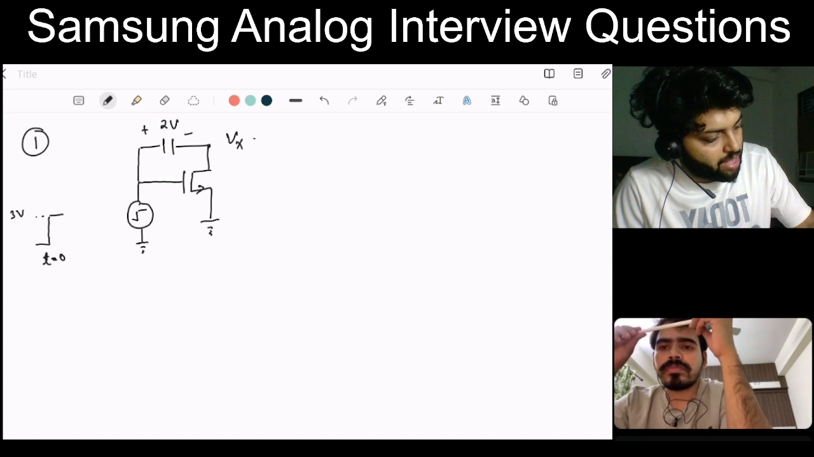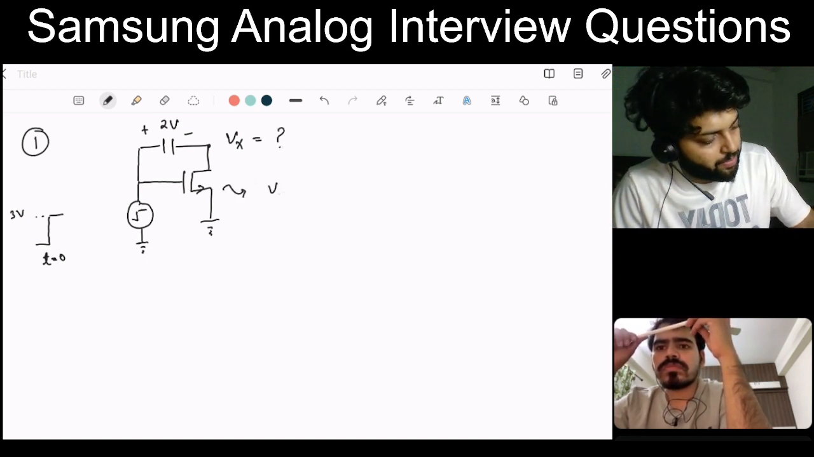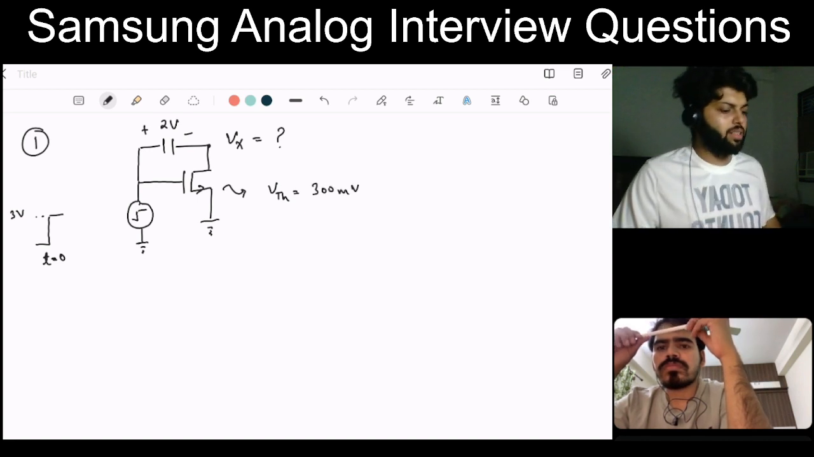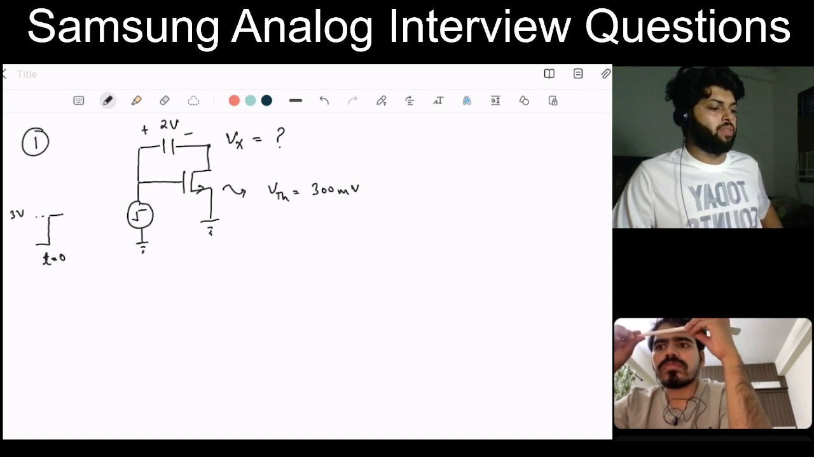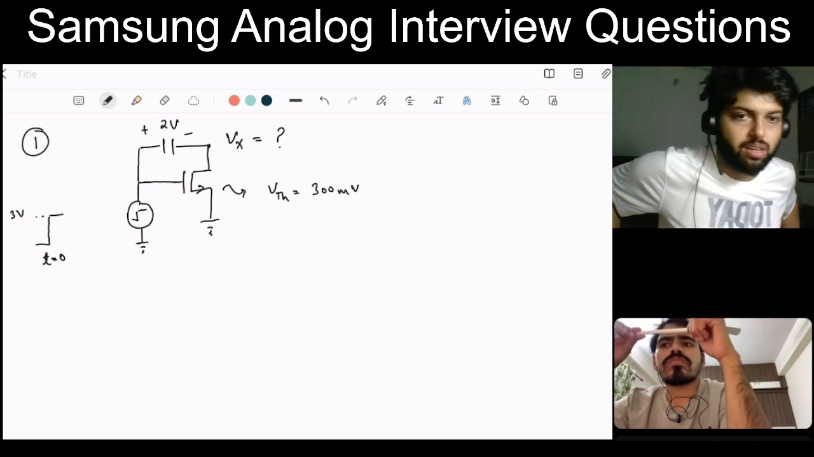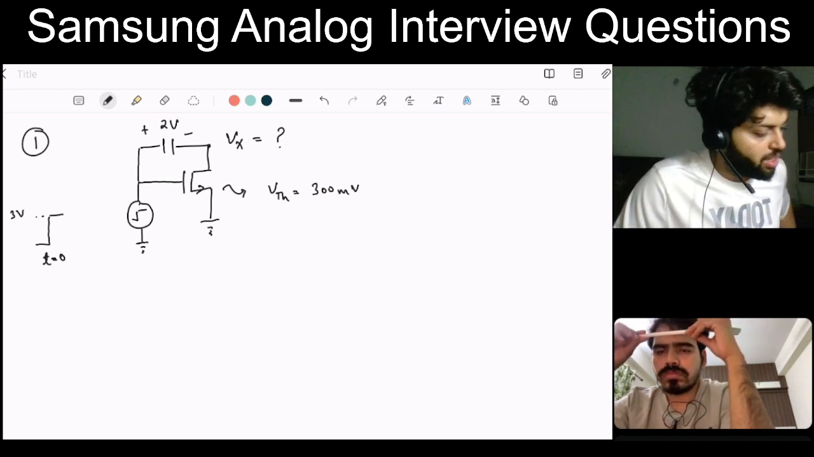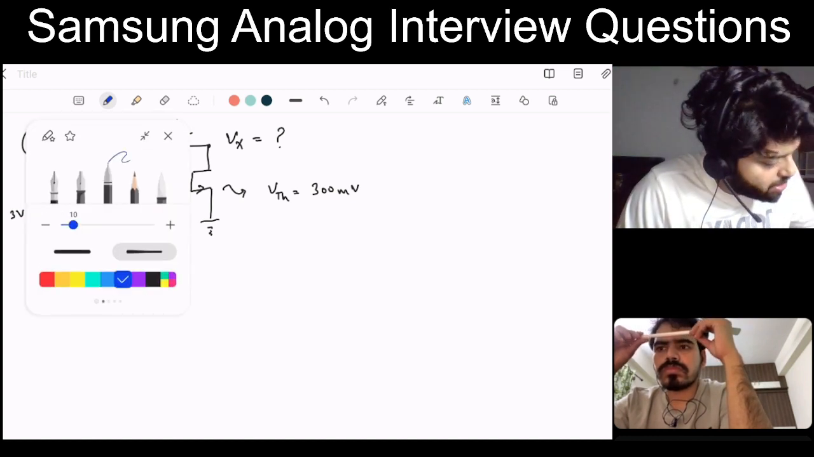Vx was here, and we have to draw the waveform for Vx. The threshold voltage was given to be 300 millivolt. He wanted to know how the Vx waveform will look, from where it will start and where it will finally go. This was the first question asked. So let me tell you how this needs to be done.